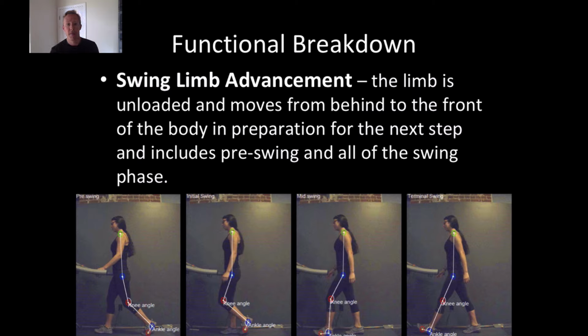And then we have swing limb advancement. This is the last functional category. It includes one event from the stance phase, which is pre-swing. We're still in stance because the leg is still touching the ground. And then all of our events in swing: initial swing, mid-swing, terminal swing. All of those together are called swing limb advancement. It's easy to remember because they've all got the word swing in them. All of these have the goal of advancing the limb so we can take our next step. So that's a way to break gait down into three functional categories.